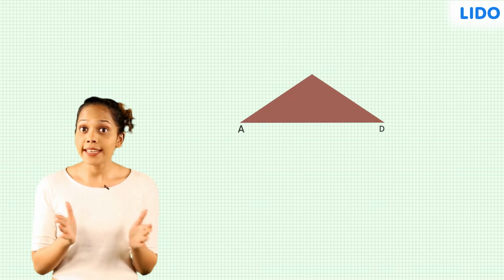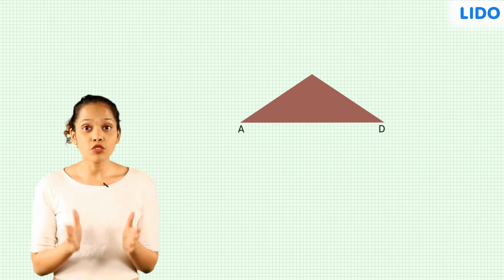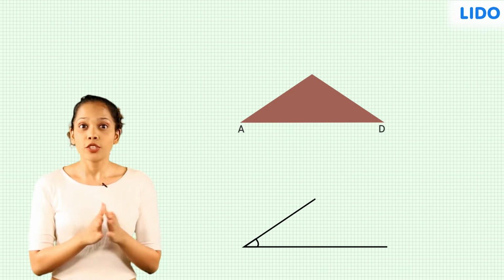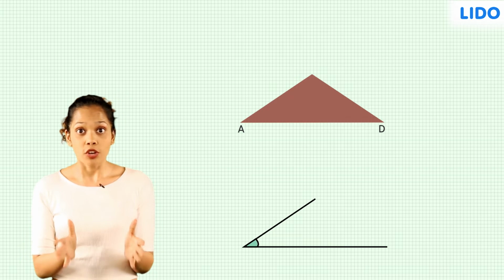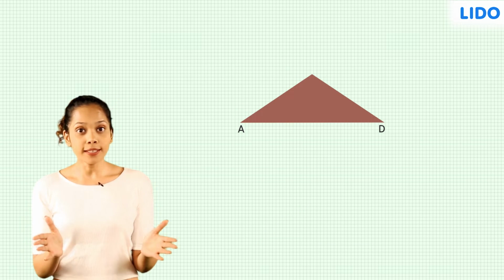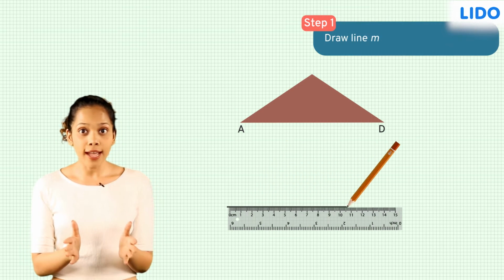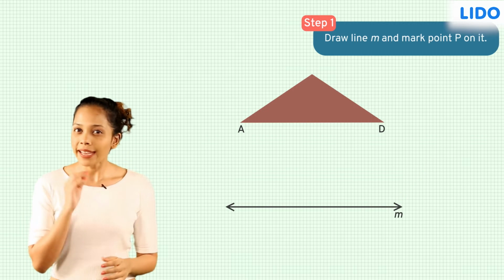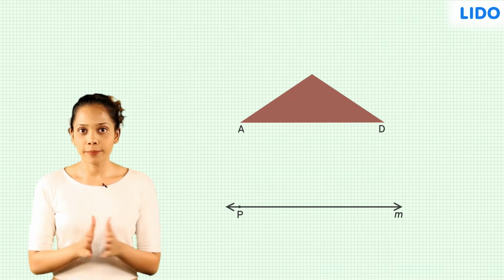Let's find out. The roof is visibly triangular. Let's label its base segment AD. We have to draw an angle equal to angle A, whose measure is unknown. For this, we first draw a line M and mark any point P on it.